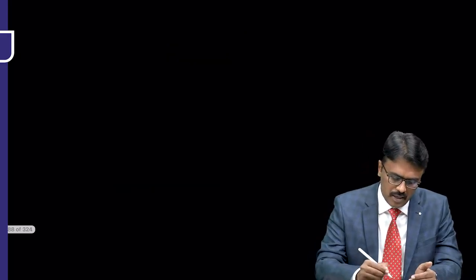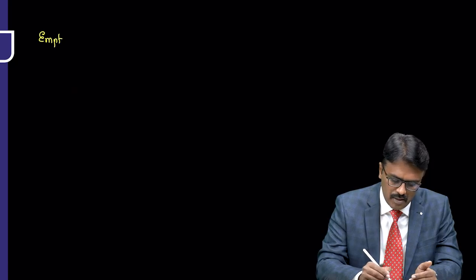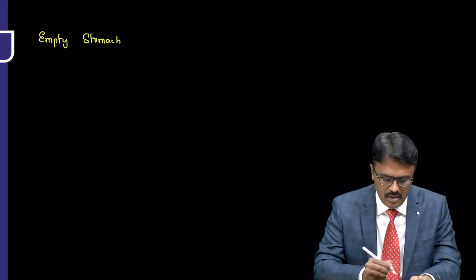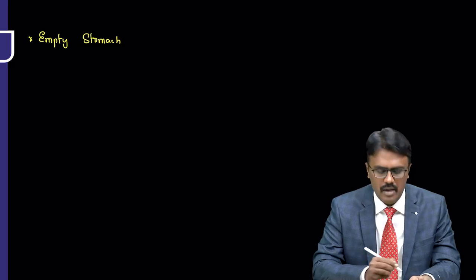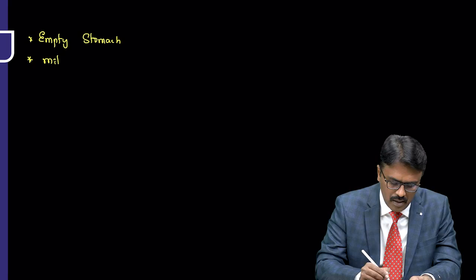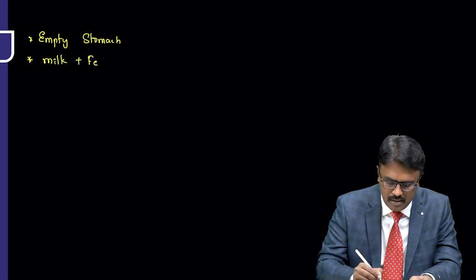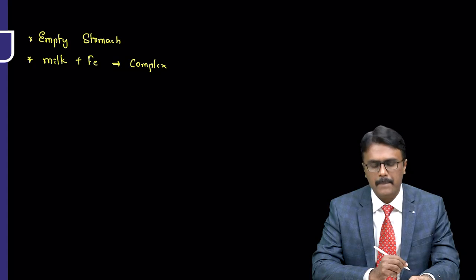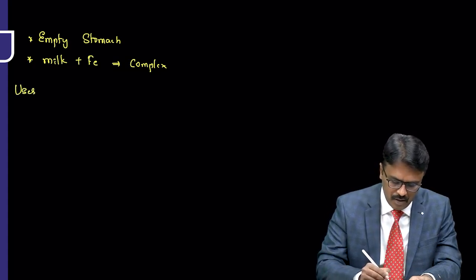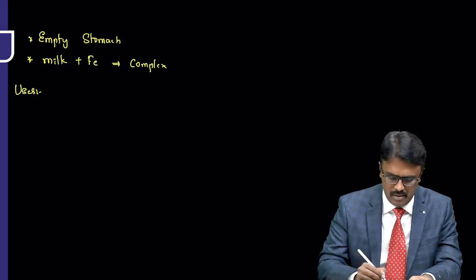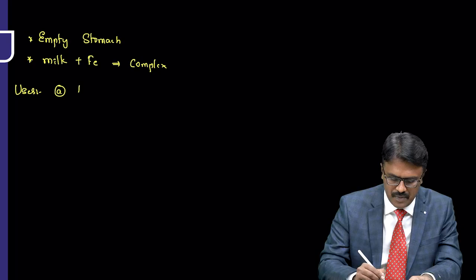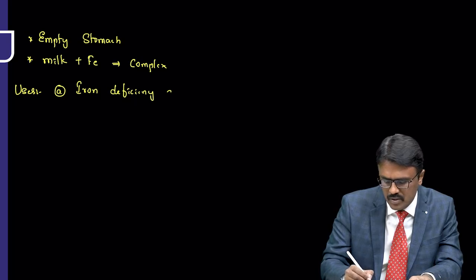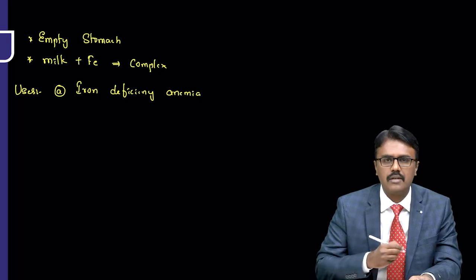Remember, iron should be administered on an empty stomach. This is the pharmacokinetic aspect. Also don't give milk and iron together, because they can form a complex, and that will not allow the absorption of iron. Now where do we use oral iron? Number one, nutritional deficiency, that is iron deficiency anemia.